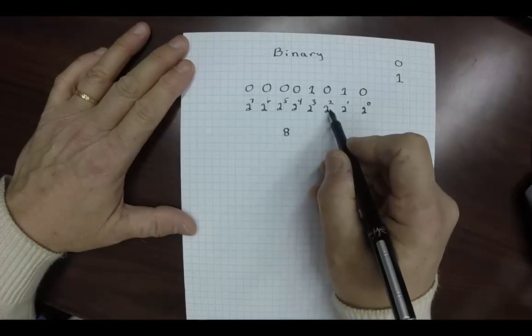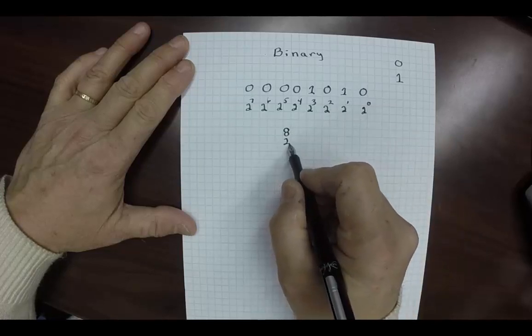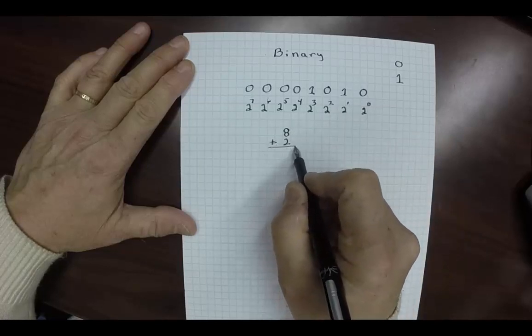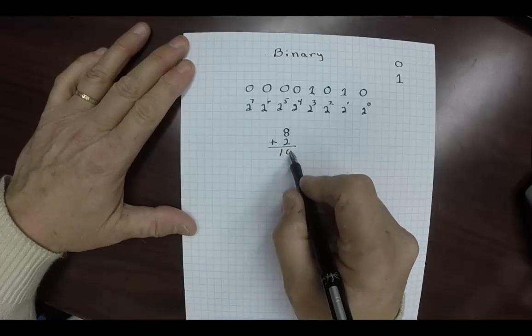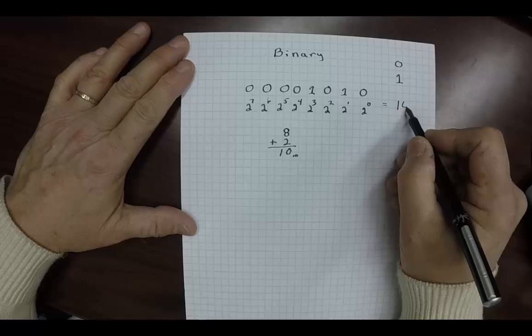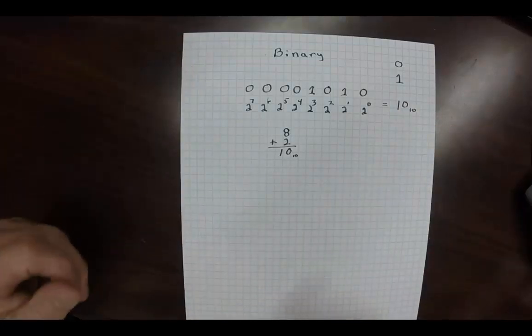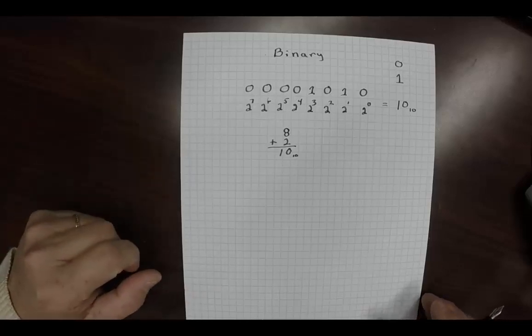And then this one doesn't have it, but this one does. That's 2 to the first, that's 2. So that's 2. And of course, 8 plus 2 is 10. So this is equivalent to the decimal number or base 10 number, 10. Okay, very good. That's how you interpret it. And we'll look at that a little bit later.